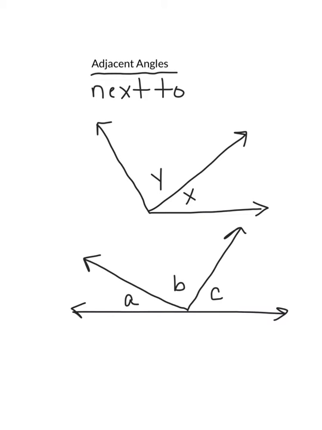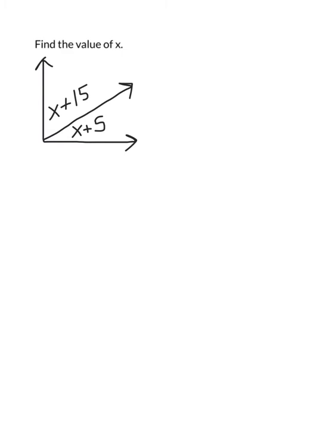So adjacent, again, it just means that they're next to each other. They share a common ray. So angles B and C share this ray right here. Angle A and angle B share this ray right here. Now let's look at some more challenging examples.